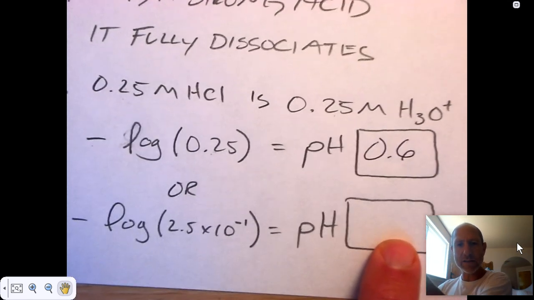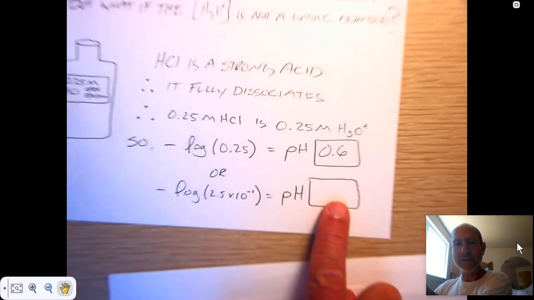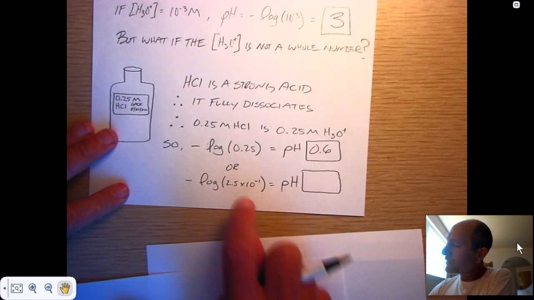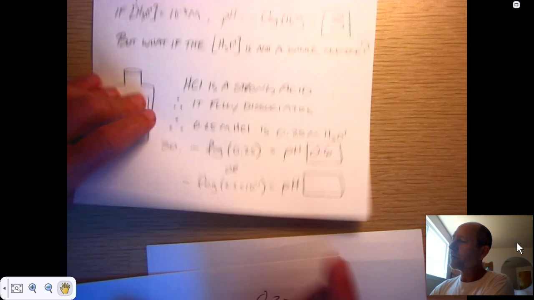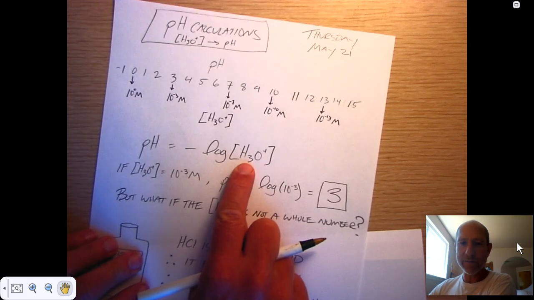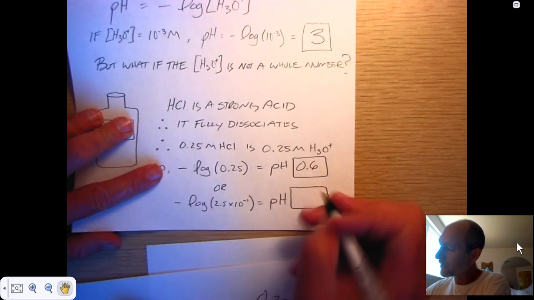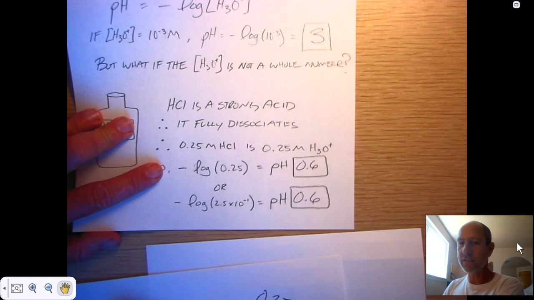Whoa. What do you guys think about that? I think I might have messed that up a little bit. You could take this 2.5 times 10 to the negative 1, because that's also the hydronium ion concentration. Plug it in there, and you're also going to get 0.6.